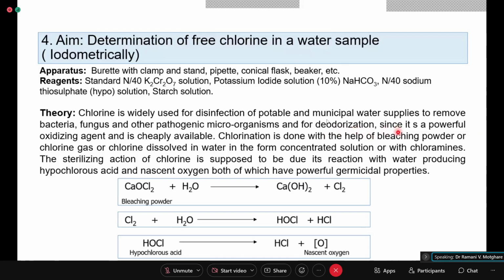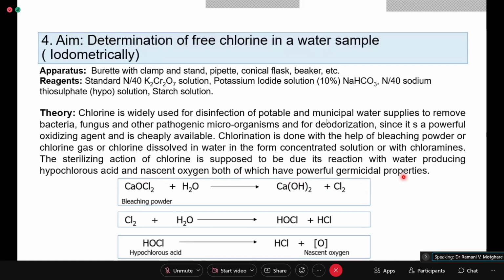Since chlorine is a powerful oxidizing agent and is cheaply available, chlorination is done with the help of bleaching powder or chlorine gas or chlorine dissolved in water in the form of concentrated solution or with chloramines. The sterilizing action of chlorine is supposed to be due to the reaction with water producing hypochlorous acid and nascent oxygen, both of which have powerful germicidal properties.